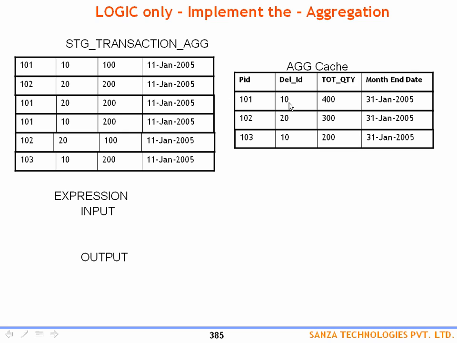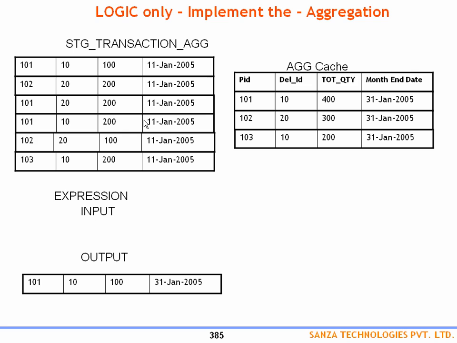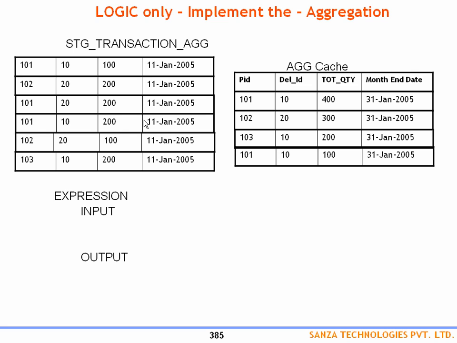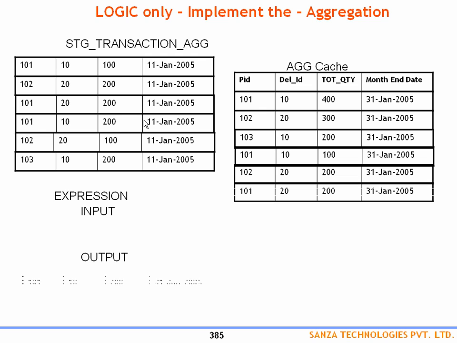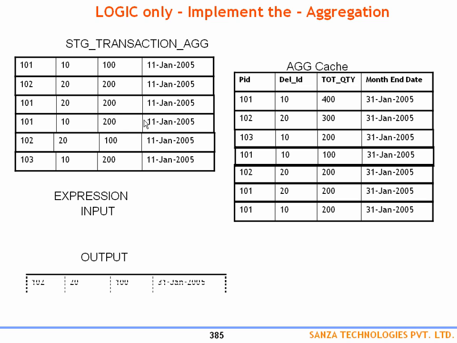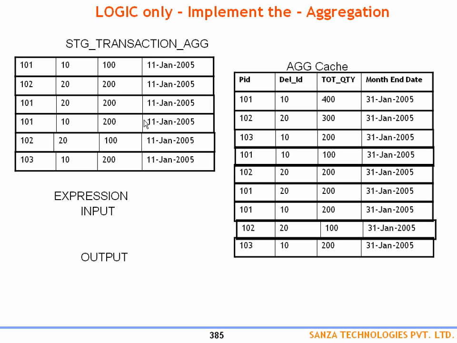So the 11th January data has come into the staging. We have the aggregator cache from the previous run, and record by record Informatica processes: the source qualifier goes to the expression transformation, finds the last date transaction, goes to the aggregator cache. Second record, converts the last date, aggregator cache. Like this, it will put the data into the aggregator cache.